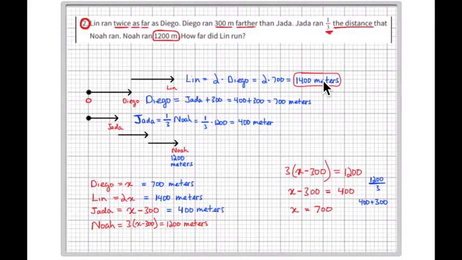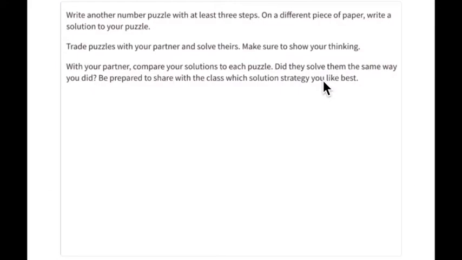So given those two puzzles, what they want you to do now is write your own puzzle of at least 3 steps. What you're supposed to do is write the puzzle on one sheet of paper, your solution on a separate sheet of paper, give your puzzle to someone else in the class, have them solve it, and see if they solve the puzzle in the same way that you solved it. And you compare notes and talk about it.